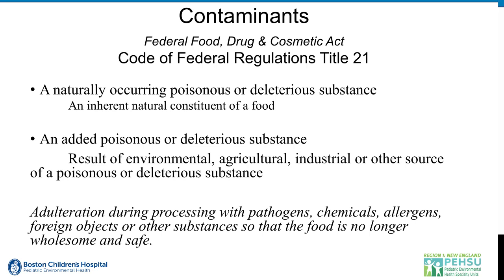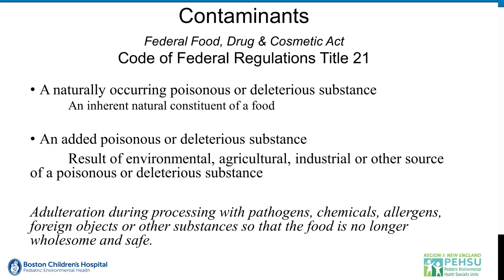the Code of Federal Regulations, Title 21. Contaminants are a naturally occurring poisonous or deleterious substance, an inherent natural constituent of a food, or an added poisonous and deleterious substance that is the result of environmental, agricultural, industrial, or other source of a poisonous or deleterious substance.